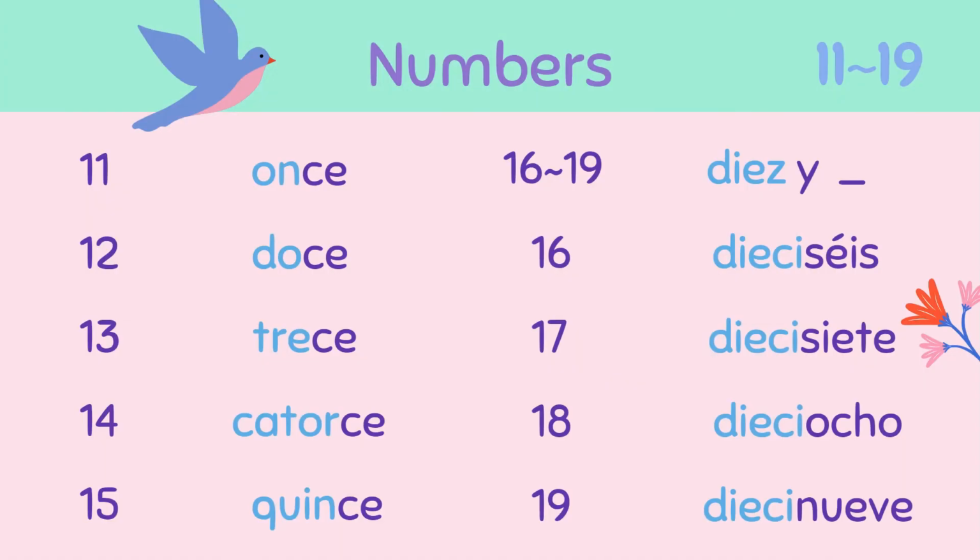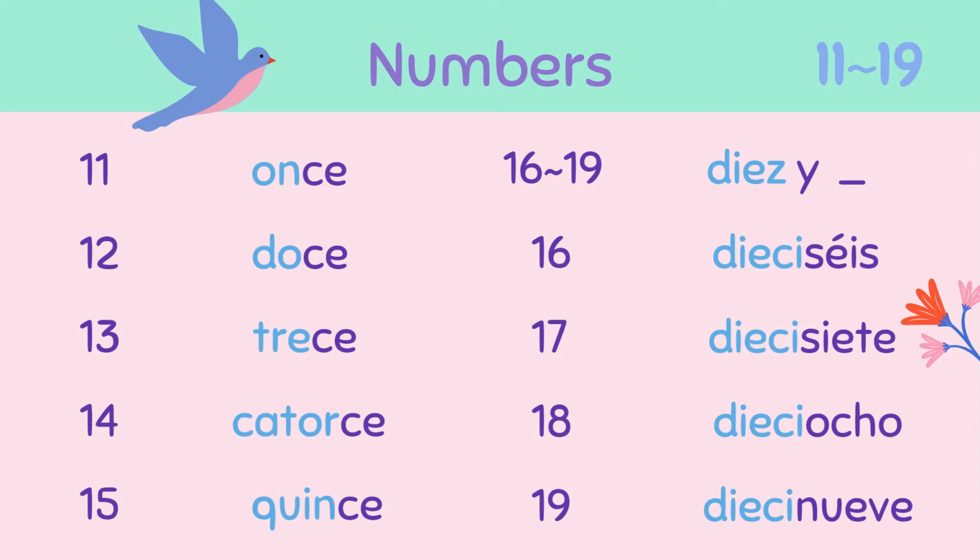Then from 11 to 19. 11 is once. And 12 is doce. Trece. Catorce. Quince. Did you notice that from 11 to 15, every word ends with ce? Follow this rule and we can memorize them very quickly.